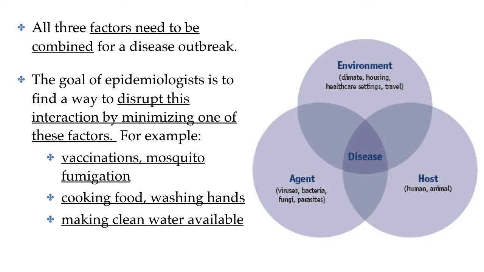Because all three of these need to be in place for a disease outbreak to occur. You have to have an agent, it has to be the right environment, and you have to have the proper host. So if you find a way of disrupting, of minimizing any of these three factors, then we can start stopping the spread of a disease.